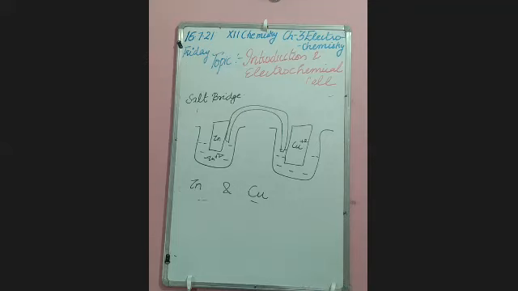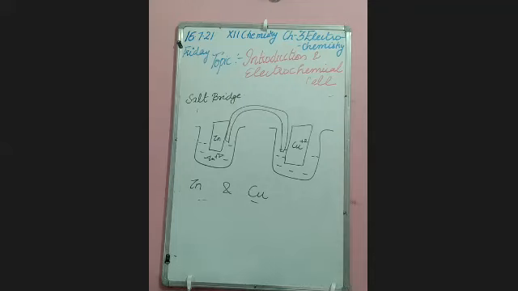But remember, if any one of the half cells contains Ag+, Hg2+ and Pb2+, then the salt bridge containing KCl or NaCl should not be used because they will form precipitates. Like NaCl, with Ag it will form AgCl precipitate. So that is not good for your electrochemical cell. That's all about the setup of electrochemical cell.